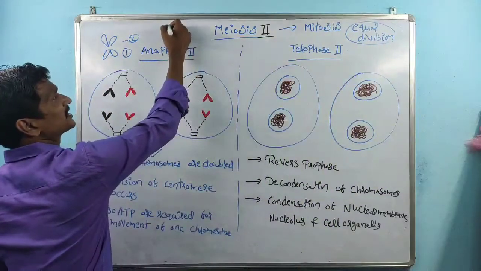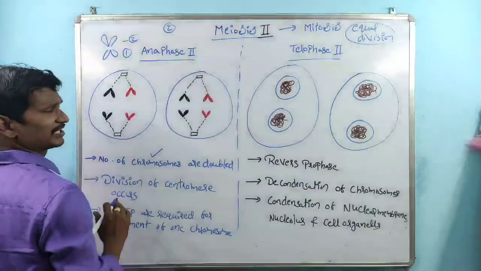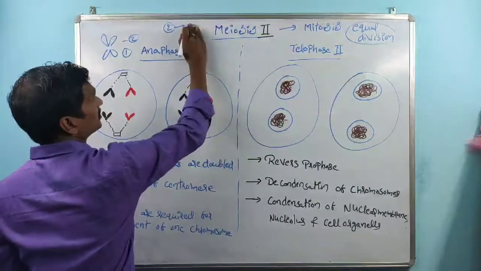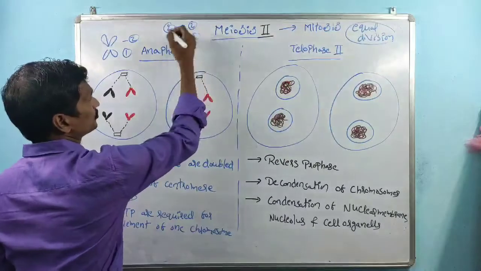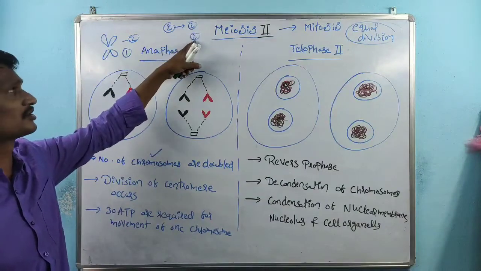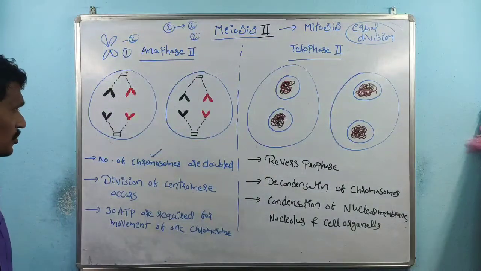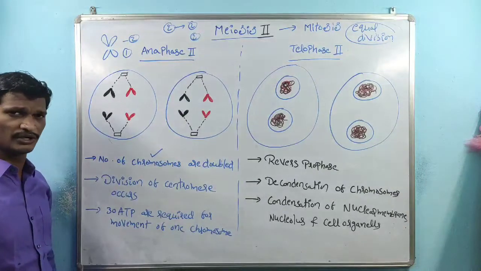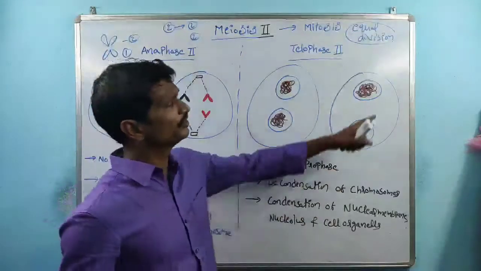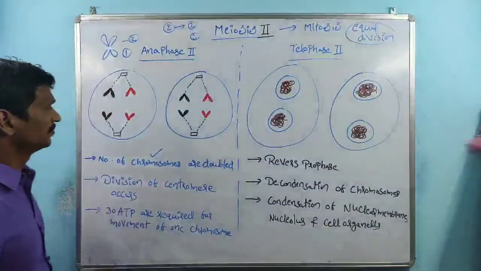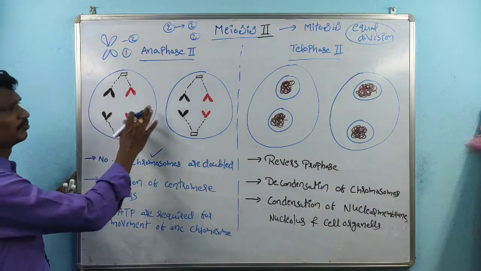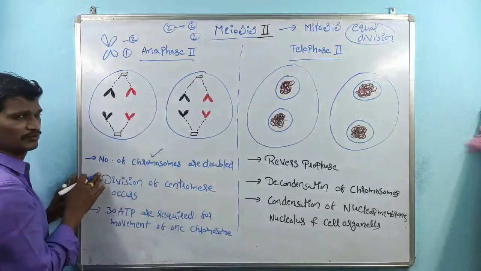Because the parental cells contain 2 chromosomes. Here the parental cells contain 2 chromosomes. The daughter cells also contain 2 chromosomes. The parental cells contain 2 chromosomes, and each daughter cell also contains 2 chromosomes. So that's the reason why meiosis 2 is also equal to the mitosis process. That's why meiosis 2 is considered an equal division, because this is similar to mitosis. Here, the number of chromosomes is doubled.